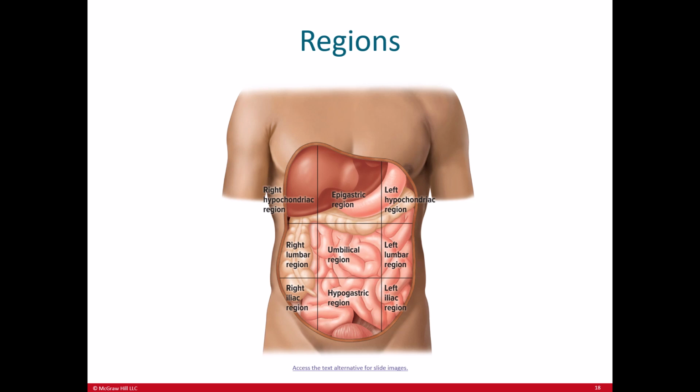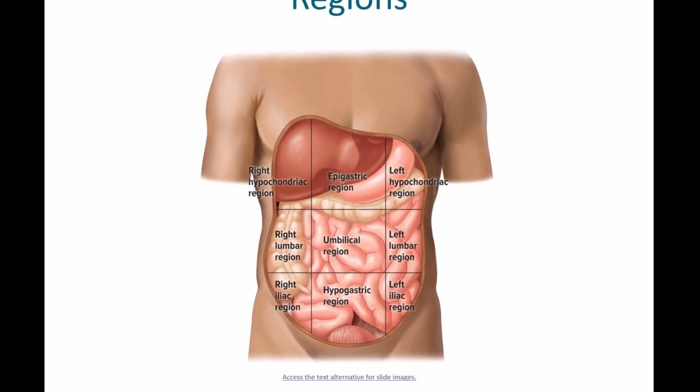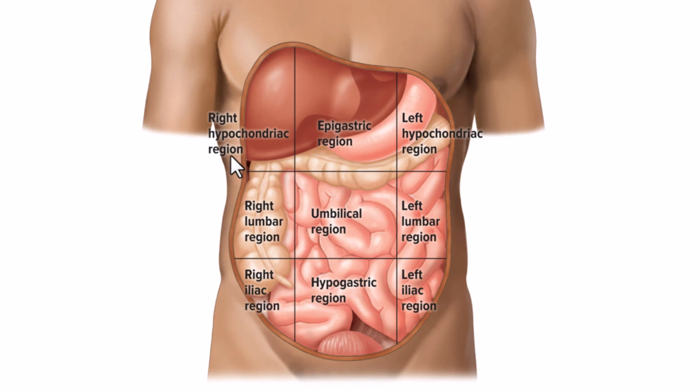Now let's talk about our regions. The 9 regions of the abdomen are in rows of 3, from right to left always. So we have the right hypochondriac. Now let's talk about this real quick, because you might see the prefix hypo and think below, but that's at the top. A lot of people get this confused and think hypo belongs at the bottom, as in hypogastric, which we'll get to in a minute.